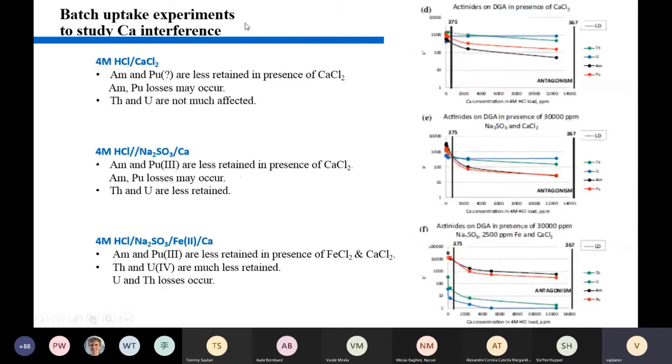We also made batch uptake experiments to study calcium interference. So in the presence of calcium without sulfide and with sulfide, we found that capacity factors for plutonium and americium decreased significantly, and that of uranium and thorium were not much changed. But when we had calcium, iron, and sulfide together, then at elevated concentrations, we could have significant losses of all actinides.